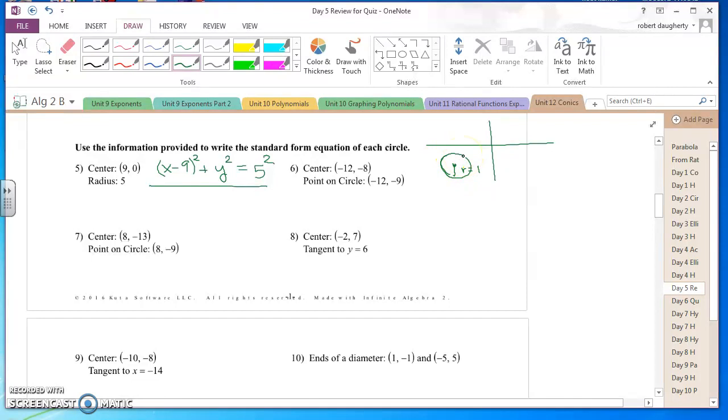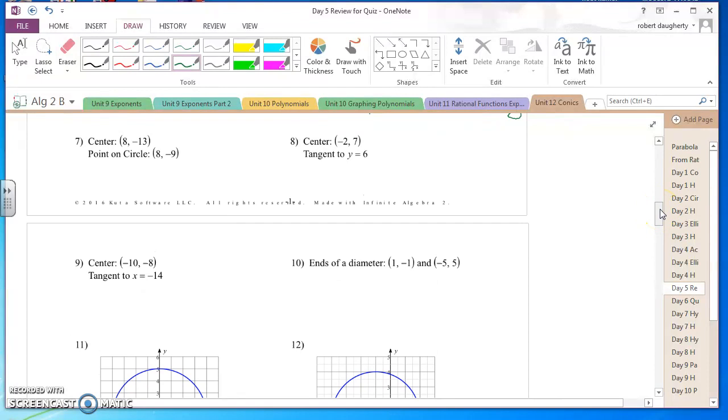Okay? So this is a circle with the center negative 12, negative 8, and the radius is 1. So that is x plus 12 squared plus y plus 8 squared equal the radius squared. So that's 1 squared, or 1. Okay. A couple more like this.